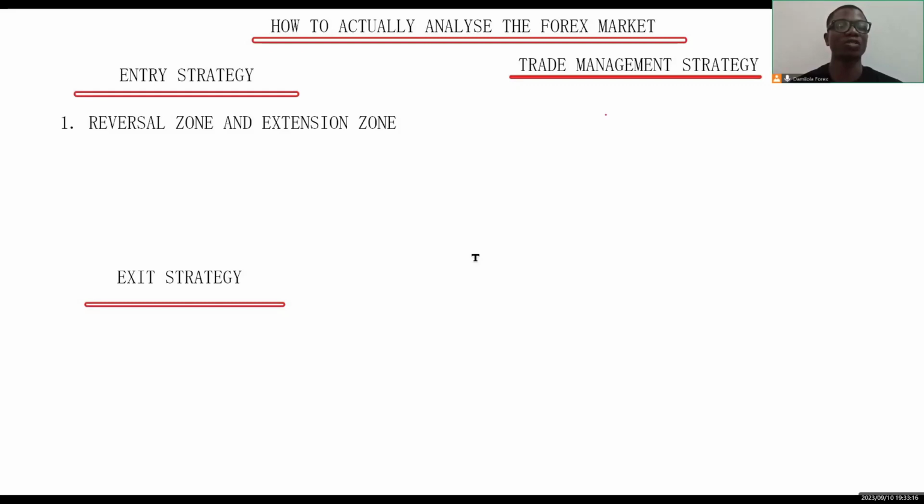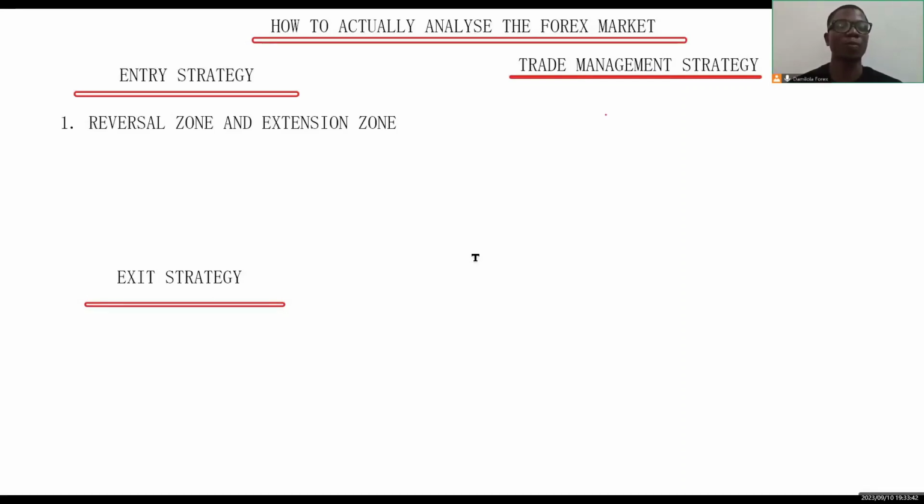A reversal zone shows me where price is likely to reverse, which will give me an entry because I only trade reversals. And an extension zone shows me where price is likely to end that particular movement, which shows me where to exit prices. So that's the first thing under the entry strategy: I look for a reversal zone, and I also look for an extension zone.